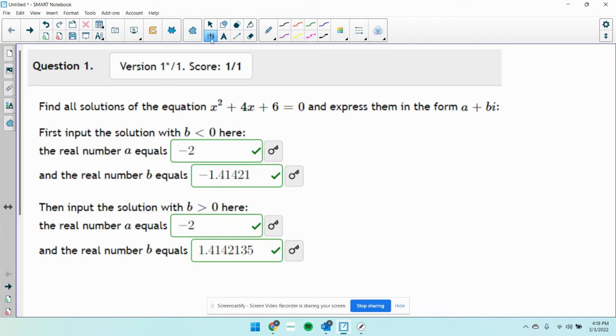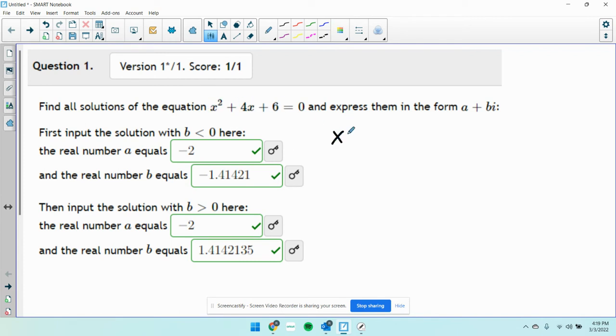Okay, so this says find all the solutions to this equation and express them in this form. When you see this form, you can just say, all right, then I'm probably going to have to use the quadratic formula because I end up with complex solutions. So when I do that, I'm going to let a be 1, b be 4, and c be 6.